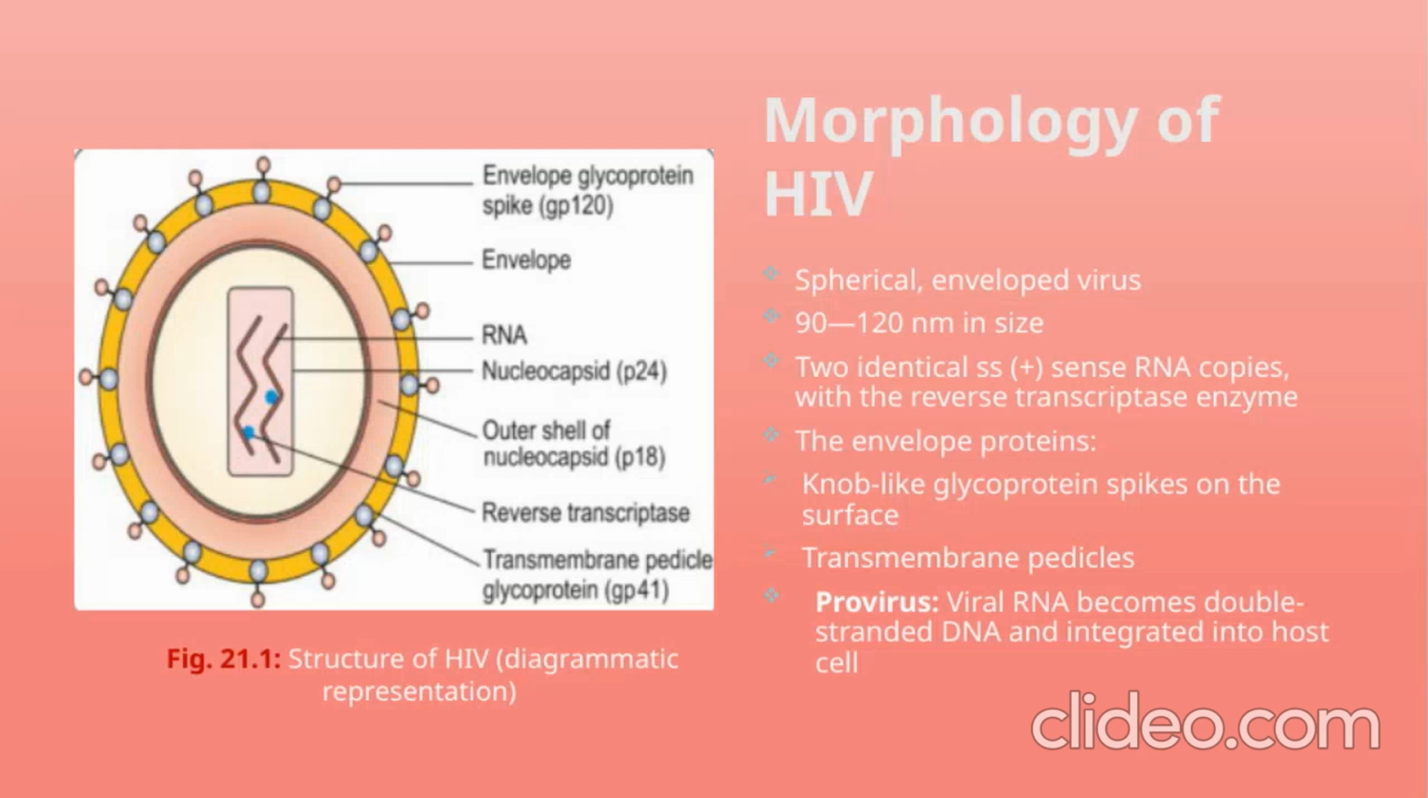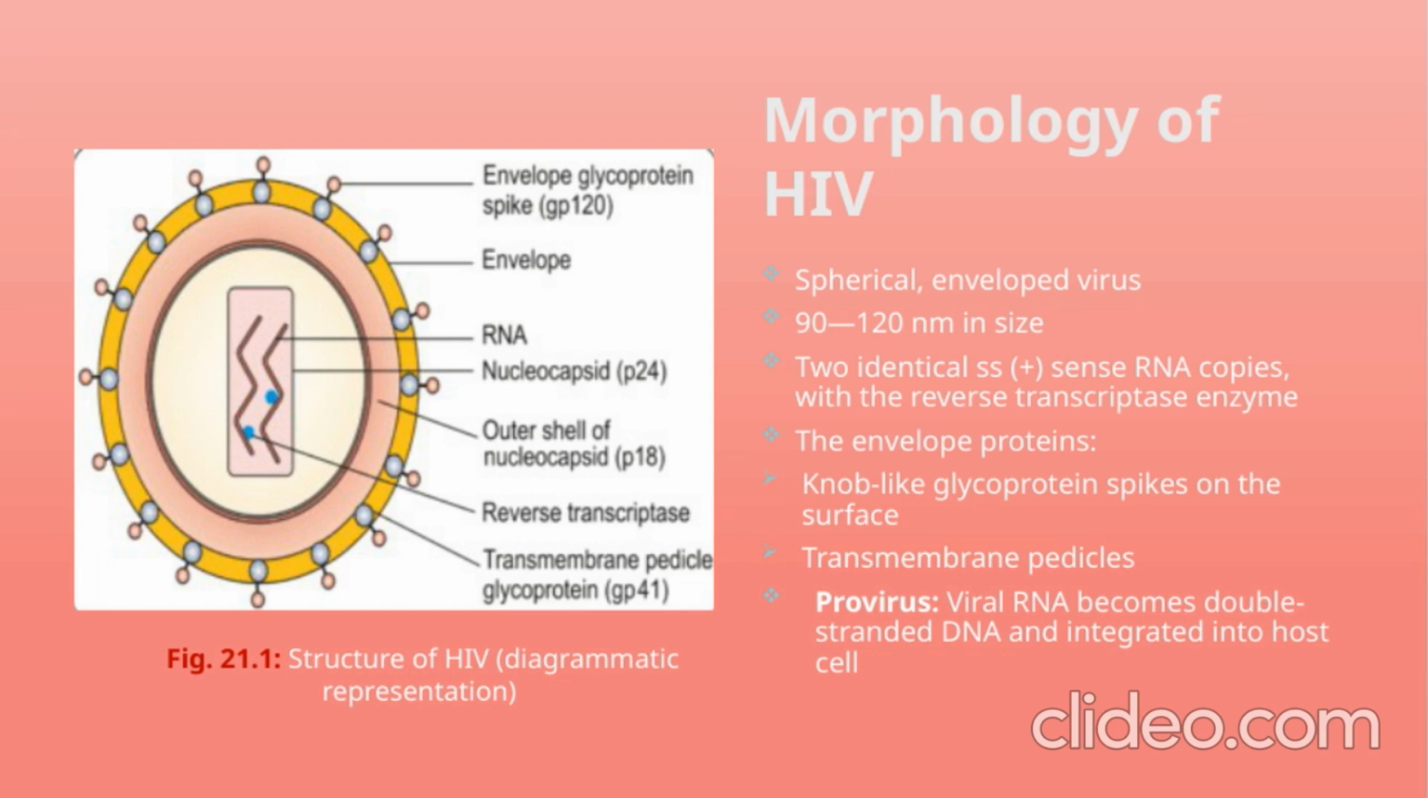Let's take a closer look at the structure of HIV, as shown in this diagram. HIV is a spherical enveloped virus, which means it has a round shape and is surrounded by a lipid membrane. Its size ranges from about 90 to 120 nanometers, making it quite small but still complex in structure. Inside, it contains two identical single-stranded RNA copies, and these are positive sense RNA, meaning they can be directly used for protein synthesis. These RNA strands also carry the enzyme reverse transcriptase, which is crucial for the virus's replication process.